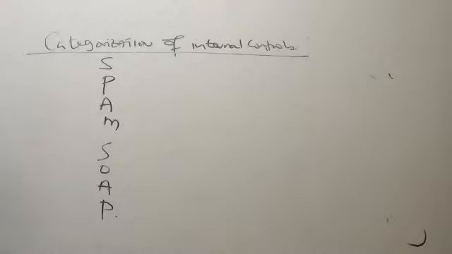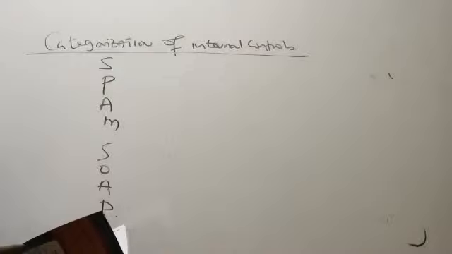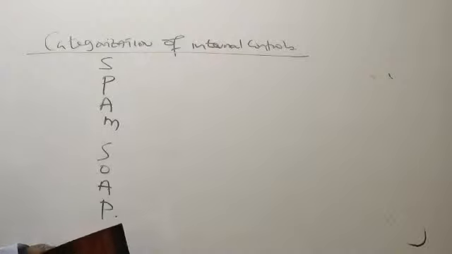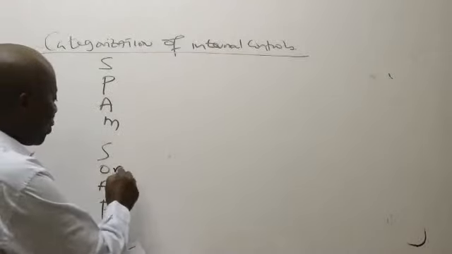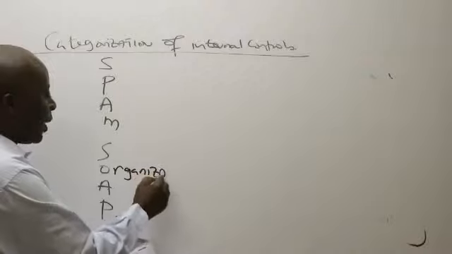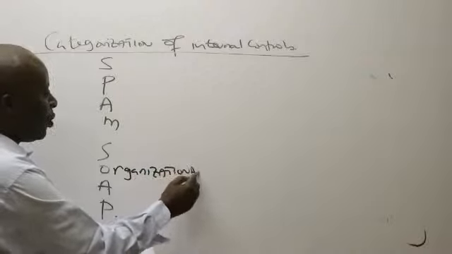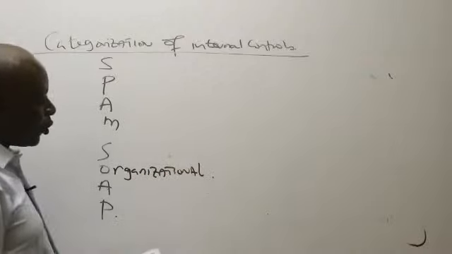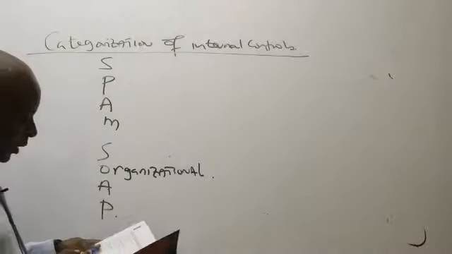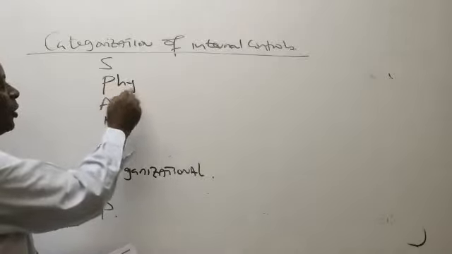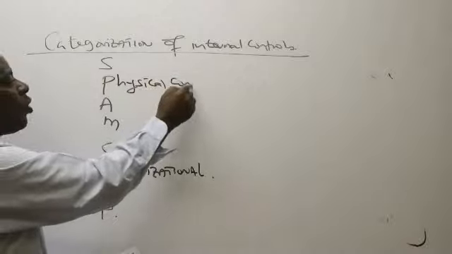Categorization of internal controls. Right? So in this case, we have internal controls which are organizational in nature, applying to the whole organization, organizational controls. We have these, ladies and gentlemen, P stands for what? Physical controls. The lock and the key.